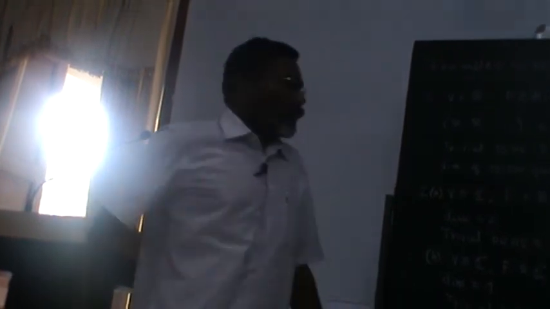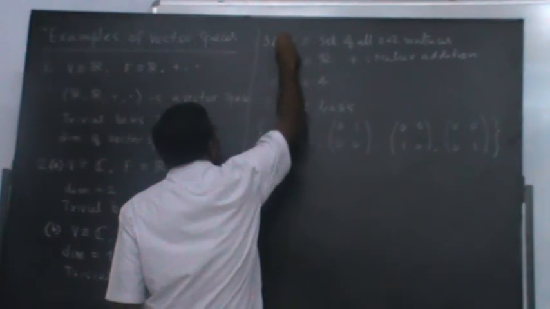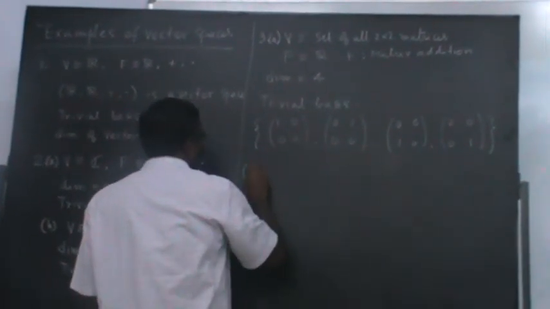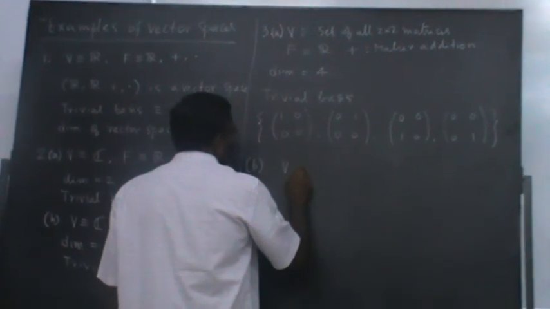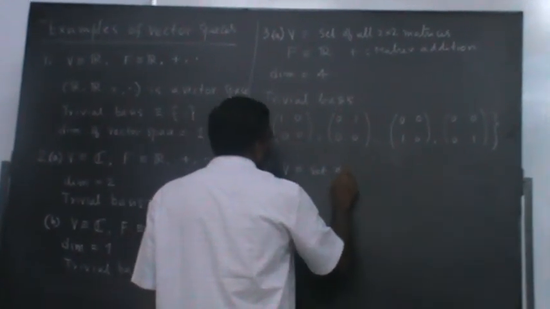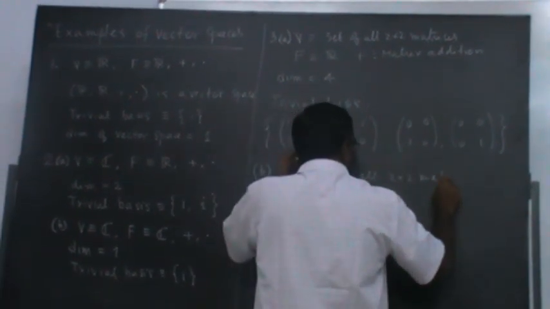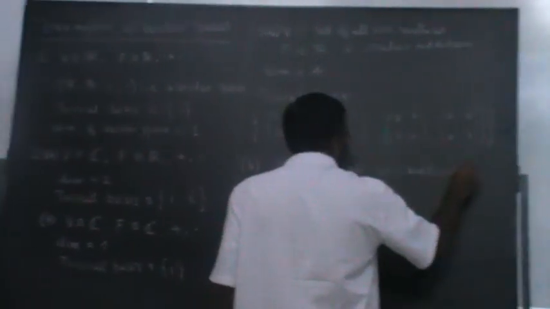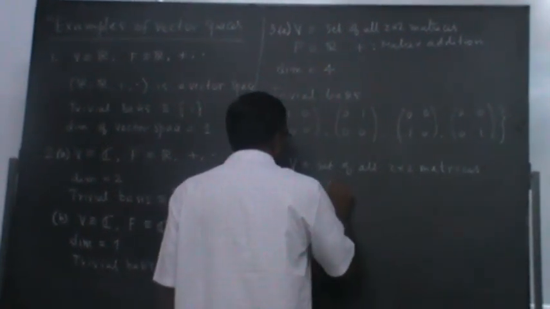Okay? But let me write that. So let me call this 3A. And 3B, V is the set of all 2 by 2 matrices, and F is complex.